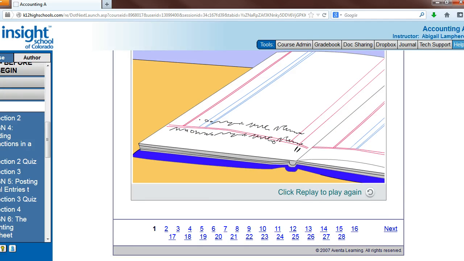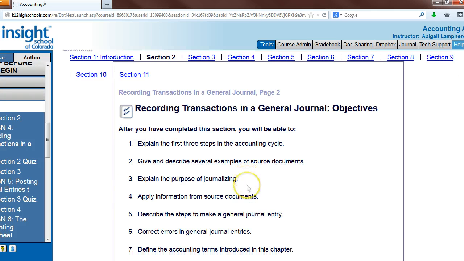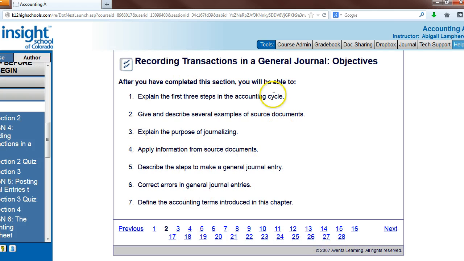Again, we're going to go through lots of different examples about recording transactions in a journal. This is just a highlight of what we're going to be talking about in this section. We're going to talk about the first 3 steps of the accounting cycle, and several examples of source documents, like receipts, invoices, and so on. We'll explain the purpose of journalizing and apply information from source documents. What does this receipt exactly tell us? We'll cover the steps to make a journal entry, correcting errors in a journal, and some definitions of the accounting terms we're going to be using.